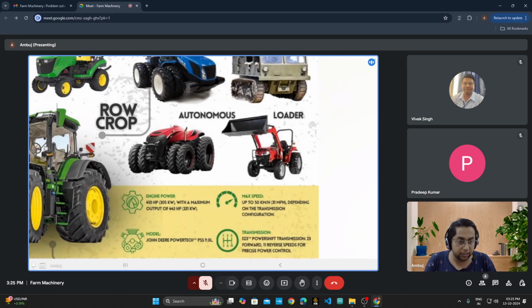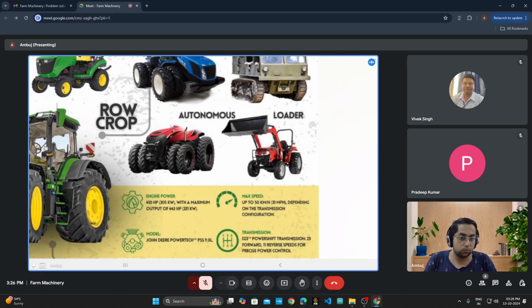What are the operations? Steering operation, then pressing of clutch, clutch engagement and disengagement, then braking, then throttle, as well as the indicator: in which side you are turning, you have to give the indicator. These all operations are done autonomously in case of an autonomous tractor. Here at IIT Kharagpur we are in a very final stage of building an autonomous tractor. We have modified a conventional tractor into an autonomous tractor.